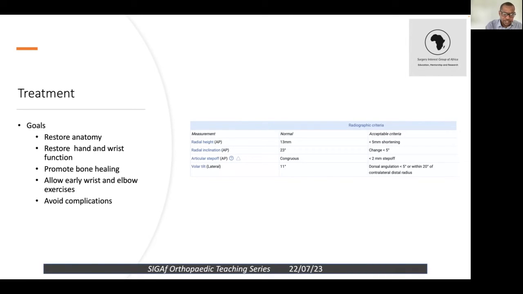What are the goals of treatment? Our main goals of treating these fractures, I think it goes without saying, we always want to restore the anatomy, but after you've done that, you want to make sure that this patient has a functional hand and wrist. So you also want to promote bone healing, allow early wrist and elbow exercise. Whatever treatment you're giving, you want to allow them to start moving their wrist and elbow, and you want to avoid complications.